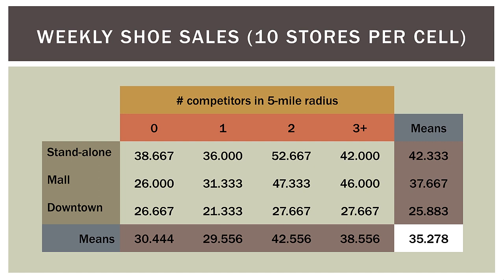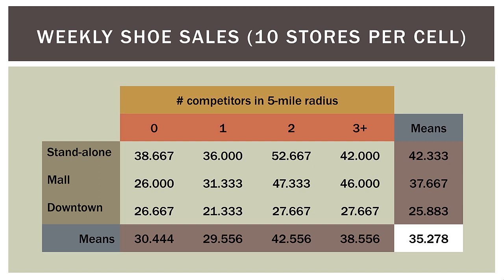So we can see that standalone store with 0 competitors around it had an average shoe pair sale of 38.667 pairs of shoes, and so on and so forth. So we can see that each column has its own mean. So the 0 competitor column has 30.444, 1 competitor column has 29.556 pairs of shoes on average, etc., and so on. Also, the type of store has its own mean here in the end. And then down the bottom right, we have the overall mean for all the shoe stores.